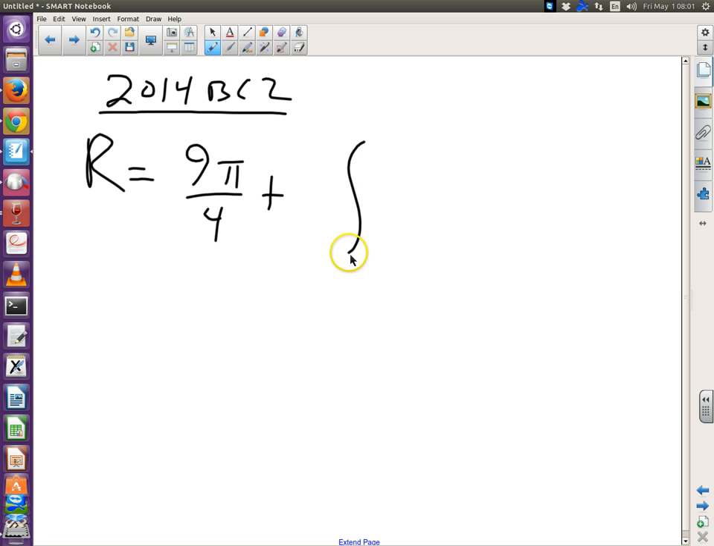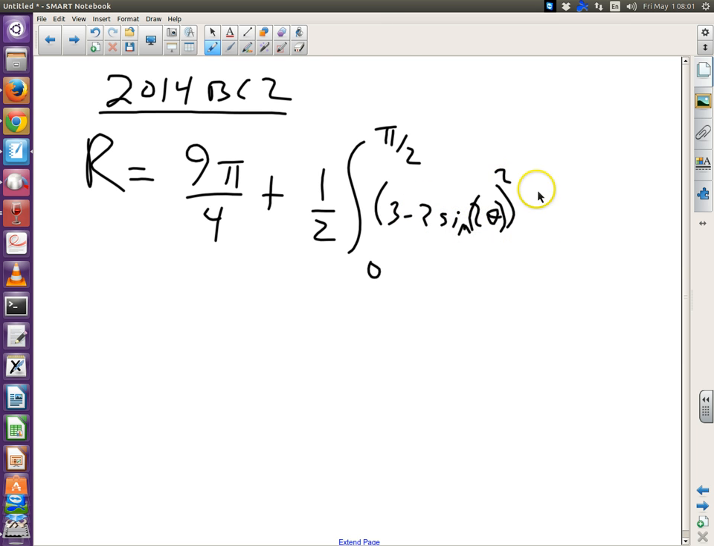The integral from 0 to pi over 2. Now, how do you set this up? 1/2 the integral of (3 minus 2 sine 2 theta) squared d theta. There you go.